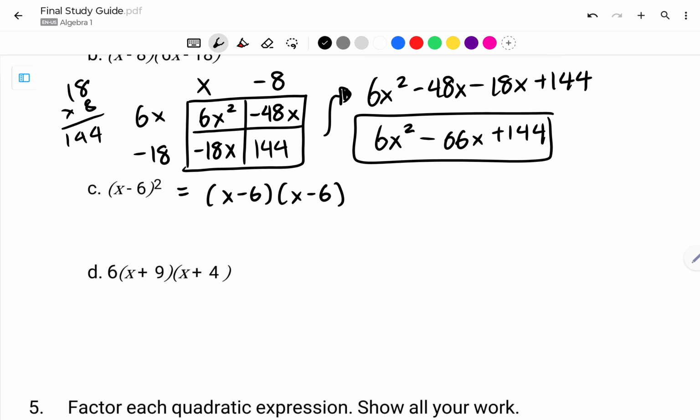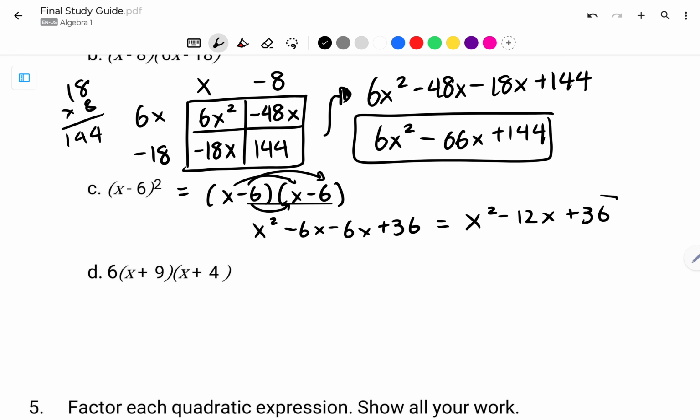Okay. All right, I'm just going to do the FOIL method. x squared minus 6x, and then negative 6x again, and then negative 6 times negative 6, that's positive 36. I can combine negative 6x minus 6x, that's going to be minus 12x. That's it. That's your answer.